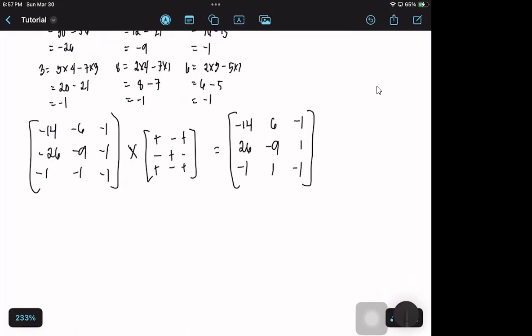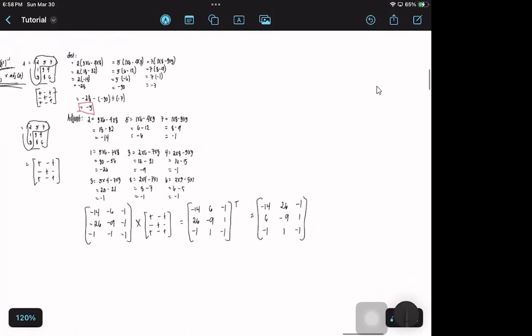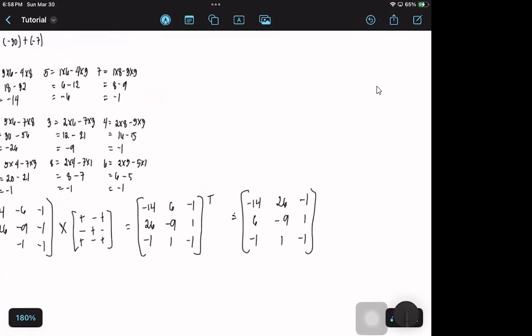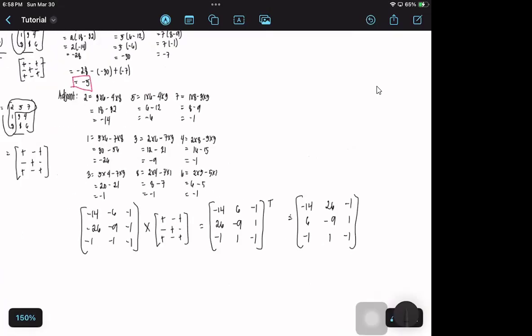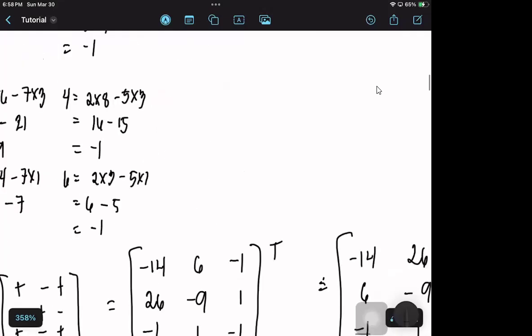But this is not the adjoint yet because the adjoint will transpose that one. So you will transpose this and that will be the adjoint. It will become -14, then 6. The first row will become the first column, -14, 6, -1, then 26, -9, then 1, then -1, 1, and -1. So this will be the adjoint of your particular matrix right now for the 257, 134. This one here, 386, that will be the result for the adjoint.